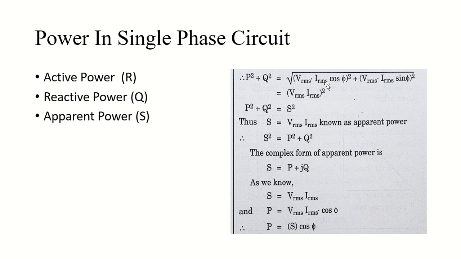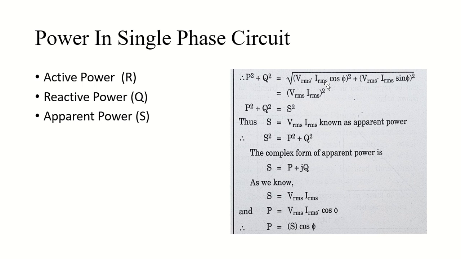If you want to write it in the complex form, you can write S equal to P plus jQ. That is the complex form of my apparent power, where P is again the cosine component and Q is again the sine component.